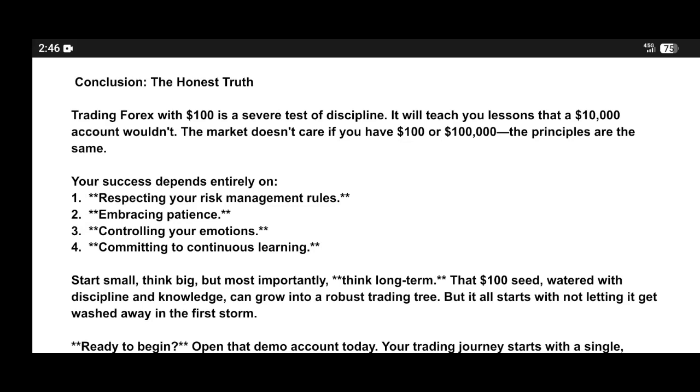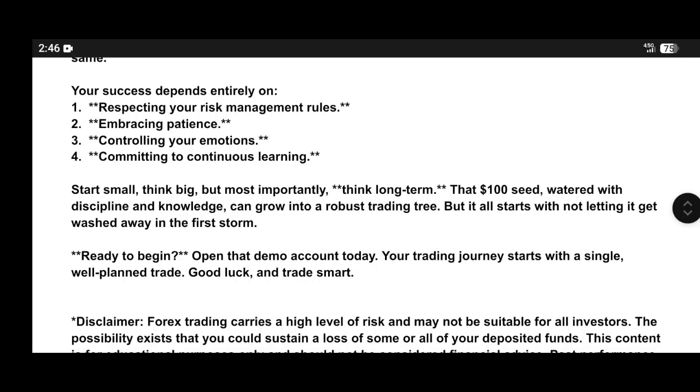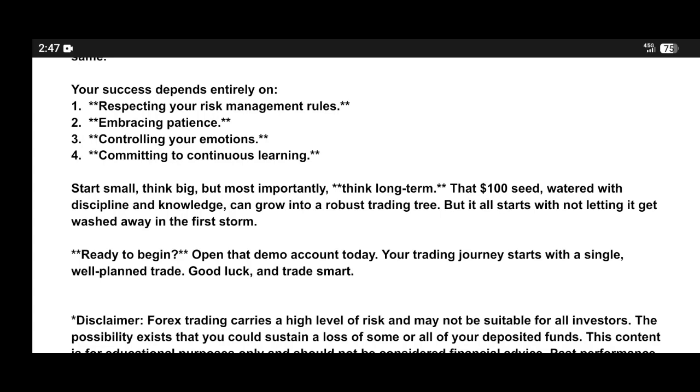Because you need to start small, think big. Most importantly, think long term. That $100 seed, watered with discipline and knowledge, can grow into a robust trading tree. But it all starts with not letting it get washed away at the first storm. Are you ready to begin? Open that demo account today. Your trading journey starts with a single well-planned trade. Good luck and trade smart.